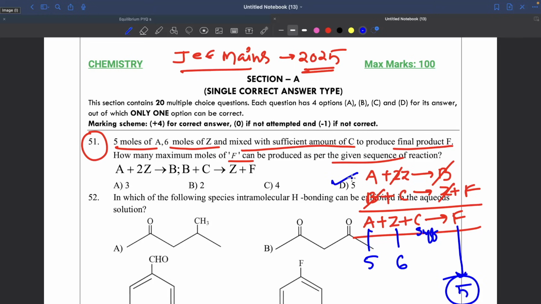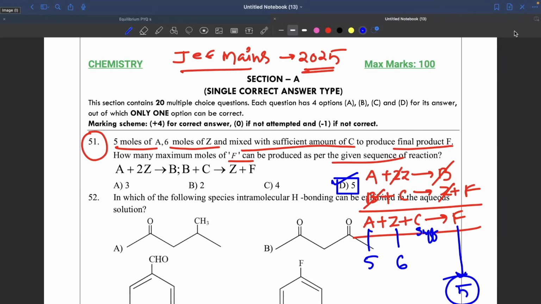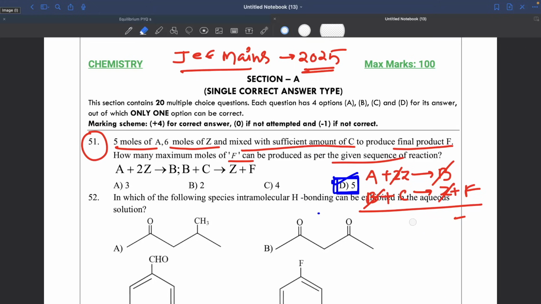So the answer for question number 51 is the last option. I will mark it here. So this is our answer. Option number 4 is the right answer for this question. We will move on to 52.